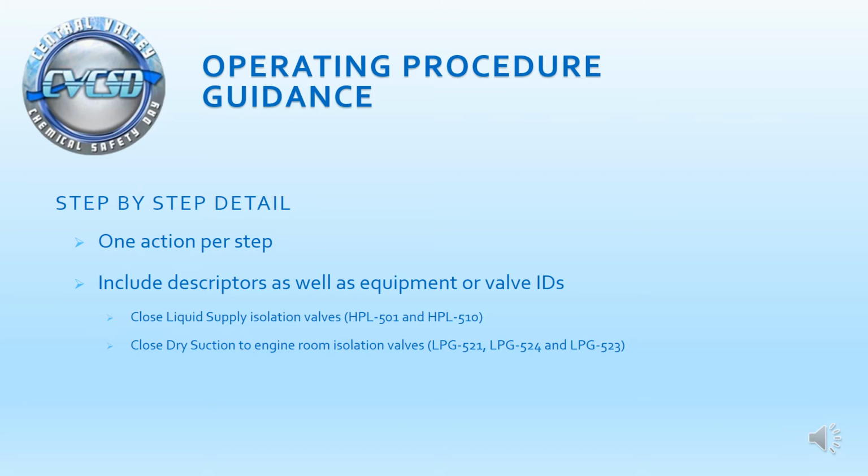And another example, closed dry suction to engine room isolation valves, LPG 521, 524, and 523. So closing multiple valves, the action would be closing dry suction to the engine room, and then providing those specific valve ID numbers, which should correspond to valve tags in the field, are helpful when operators are performing the action.